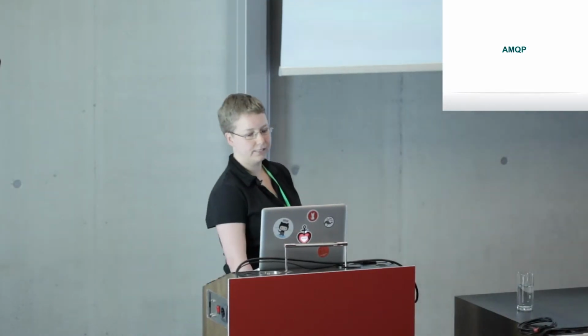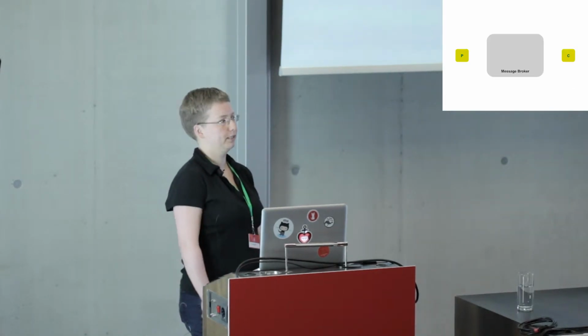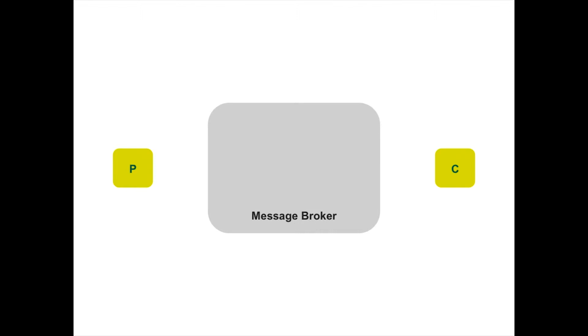AMQP is the Advanced Message Queuing Protocol. It's an open standard that allows you to exchange messages through some middleware. We call this middleware a message broker. Message brokers are available in different implementations. There are even some cloud services offering it. So if you have a small pet project deploying to Heroku, you can still use AMQP through some of those services.